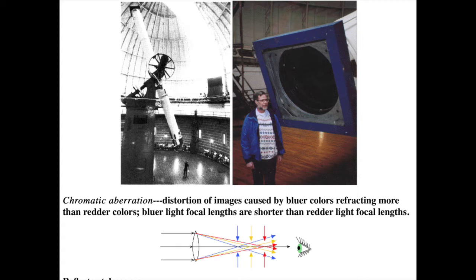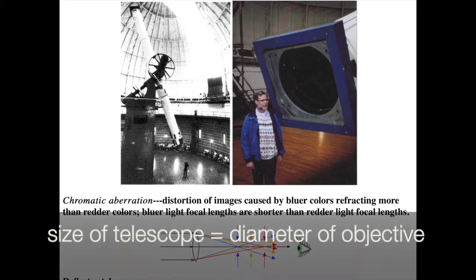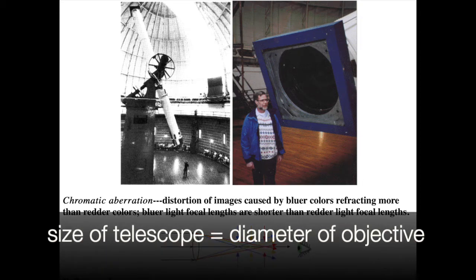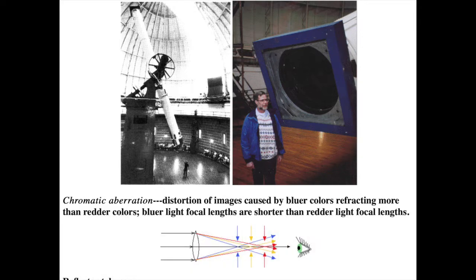No larger refractor has ever been built because of the disadvantages of making really large refractors. By the way, when we talk about the size of a telescope, we use the diameter of the objective, not the length of the tube. We'll see later that it is the diameter of the objective that determines how much the telescope extends the power of our vision.